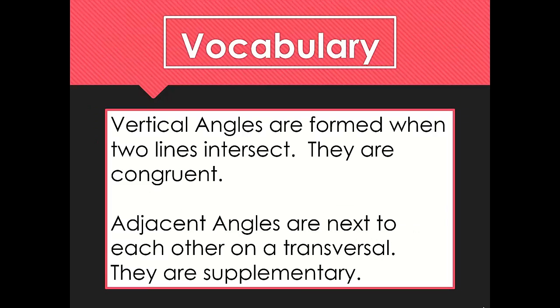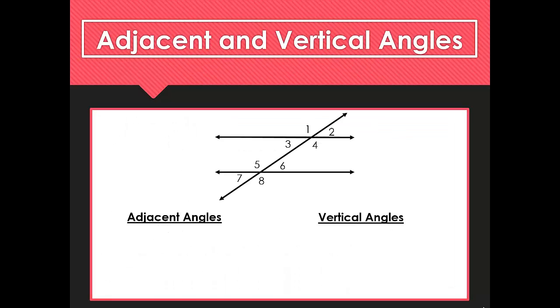Now we have a couple more vocabulary words. Vertical angles are formed when two lines intersect. They are congruent. Adjacent angles are next to each other on a transversal. They are supplementary. Now we're going to identify the adjacent angles and the vertical angles in our diagram. In our diagram, we have a set of parallel lines. So the two lines here are parallel, and they are cut by a transversal, so this line goes through both of them.